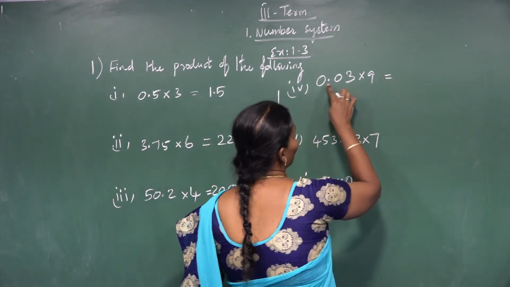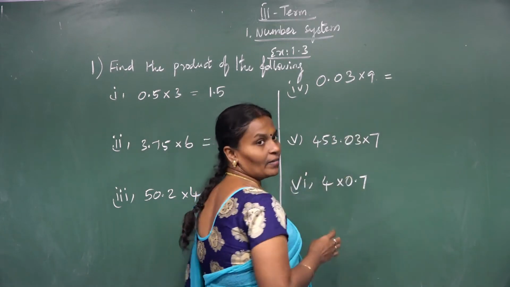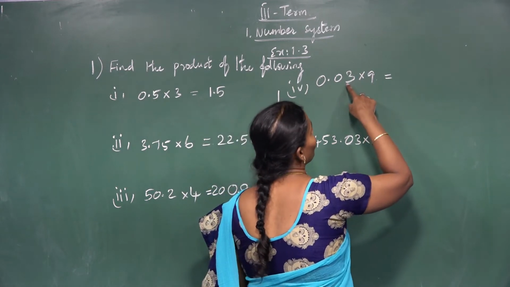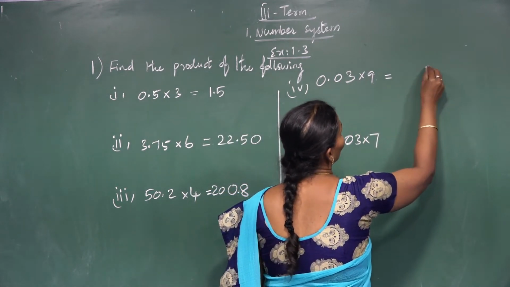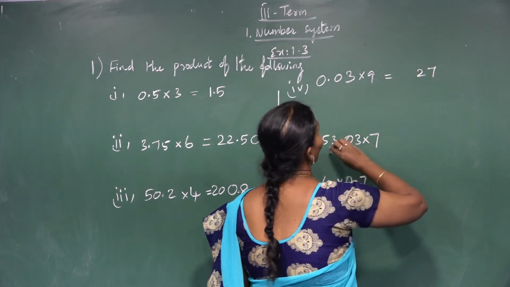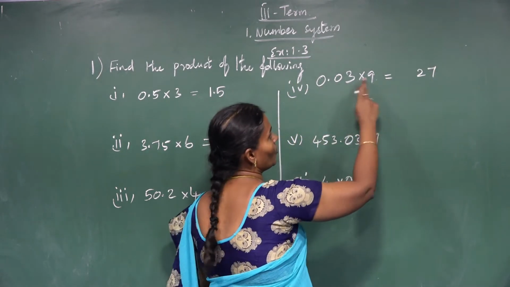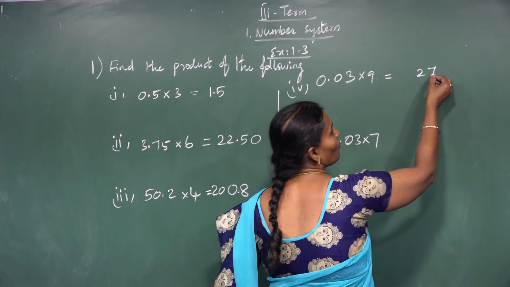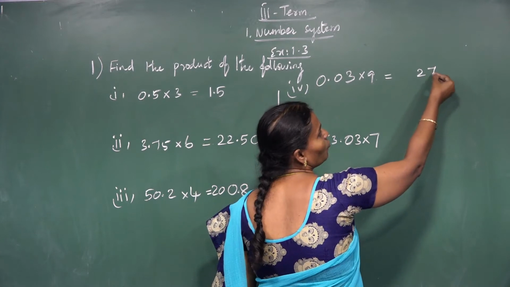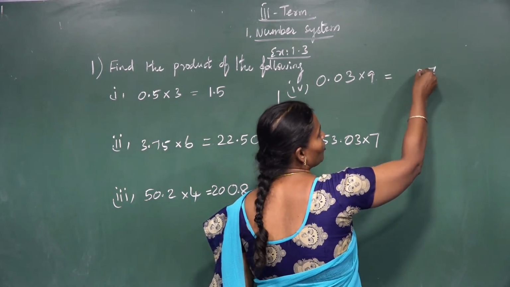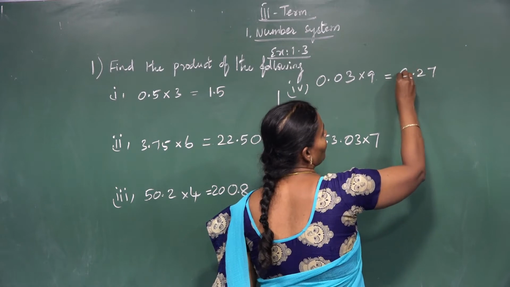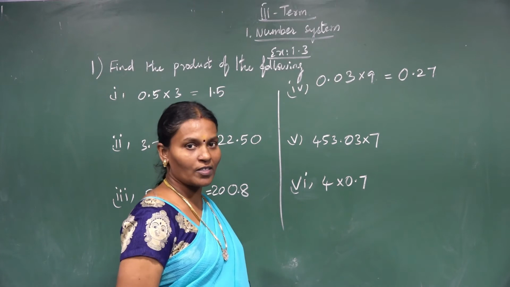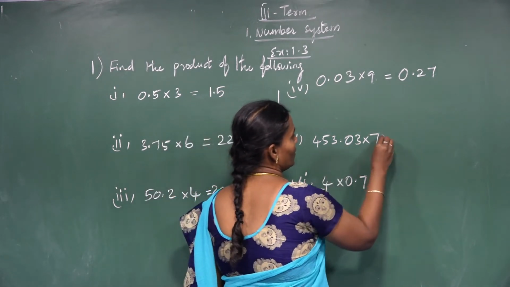Now we see the fourth one. So here 0.03 multiplied by 9. Here how many decimal places? 2 decimal places. 9 3s are 27. So 27. Here 0, 0, no. Here how many decimal places? 2 decimal places. So you put the decimal point after 2 digits. See, move right to left. So 1, 2, 2 digits. So you put the point here. Before that you put 0. So 0.27. Understand children? Good.